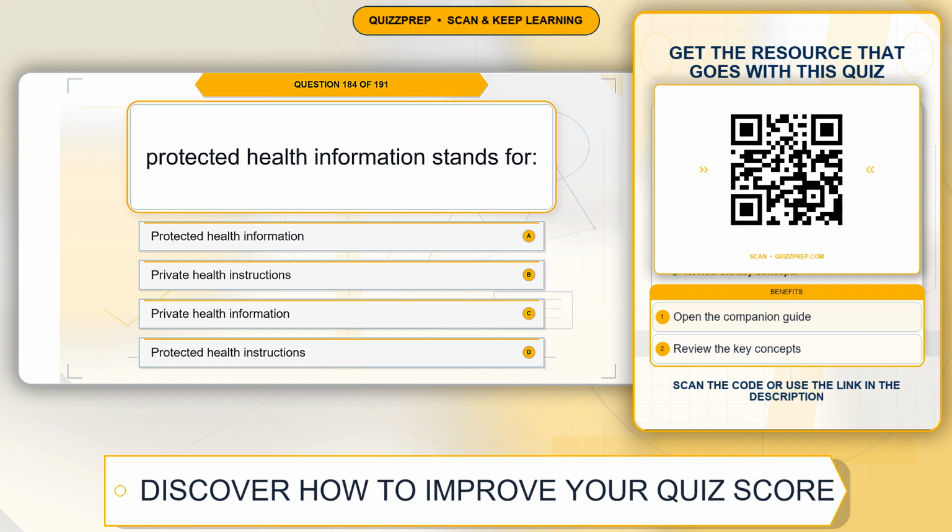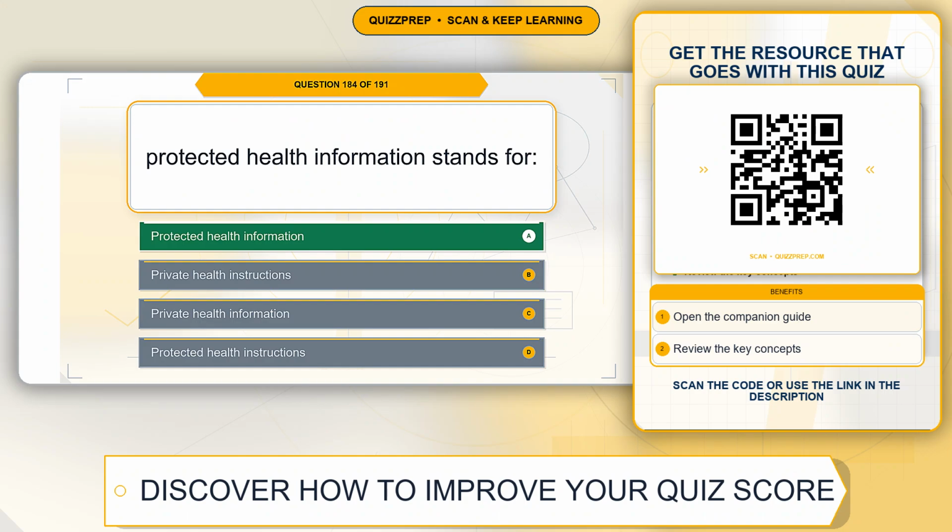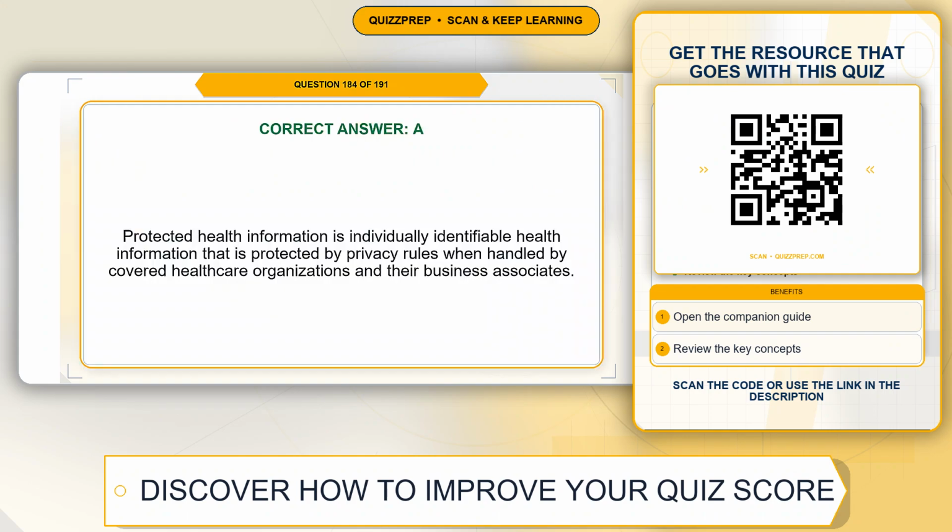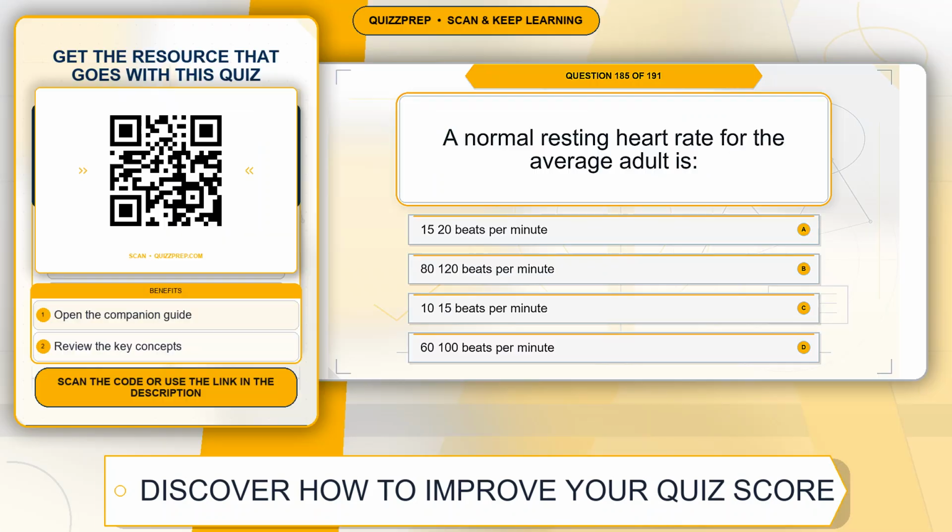Question 184. Protected health information stands for: Option A, protected health information. Option B, private health instructions. Option C, private health information. Option D, protected health instructions. The correct answer is option A, protected health information. Explanation. Protected health information is individually identifiable health information that is protected by privacy rules when handled by covered healthcare organizations and their business associates.